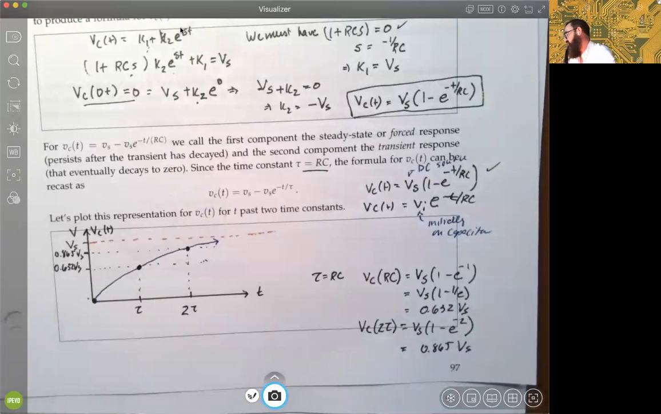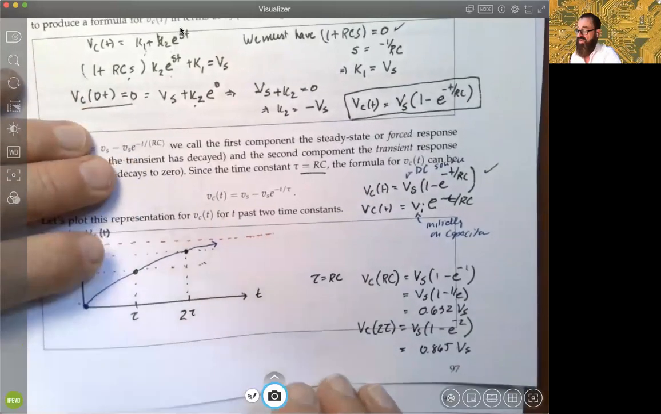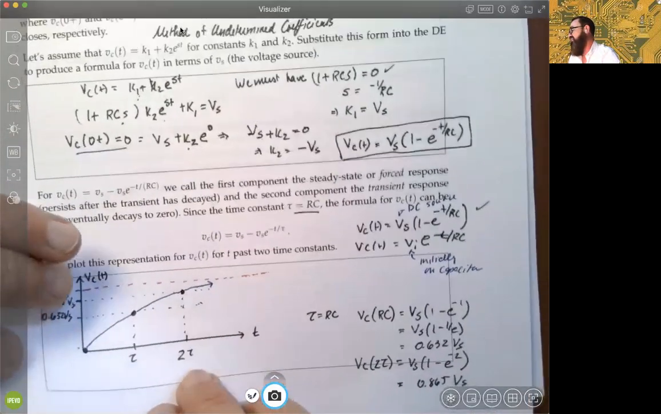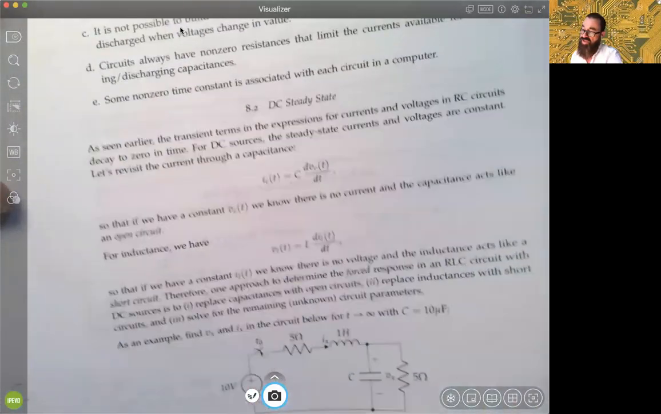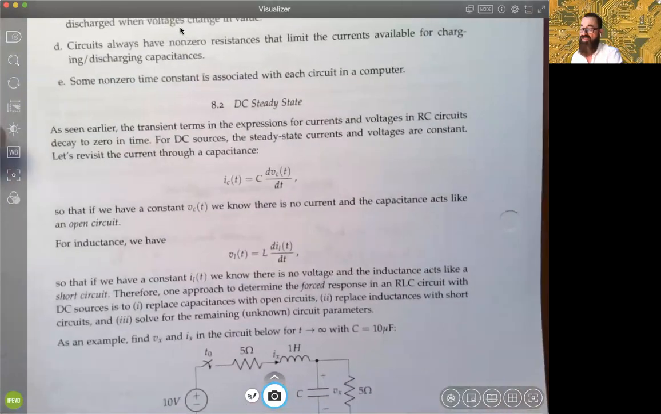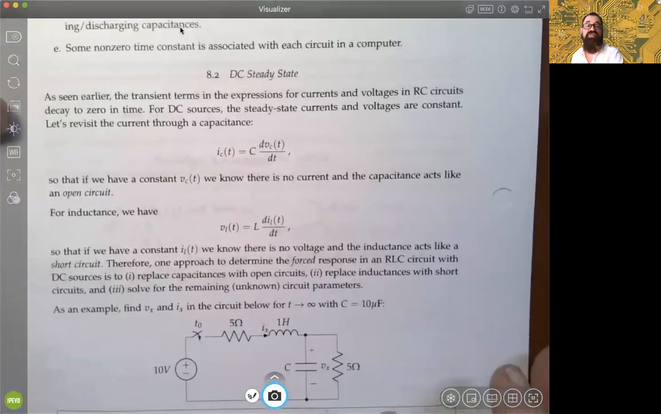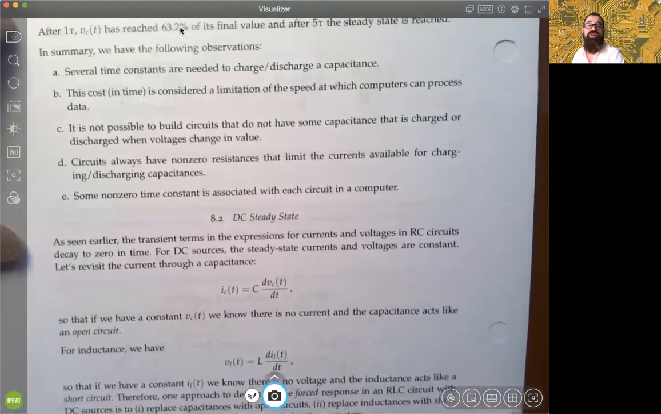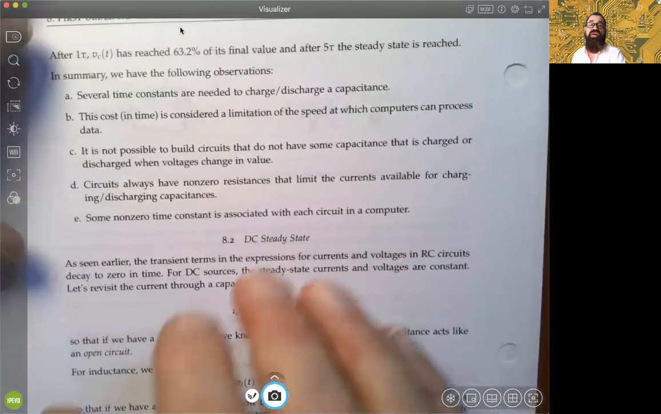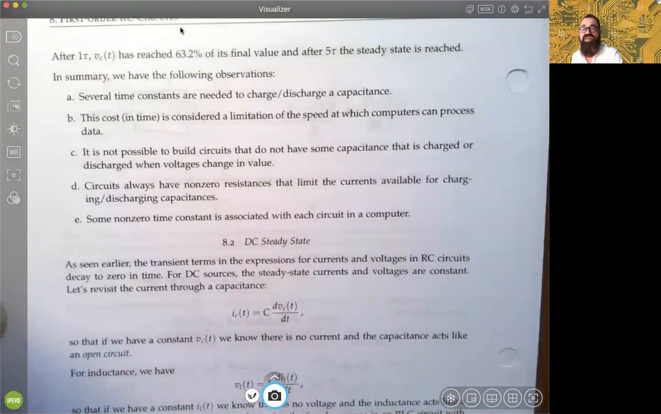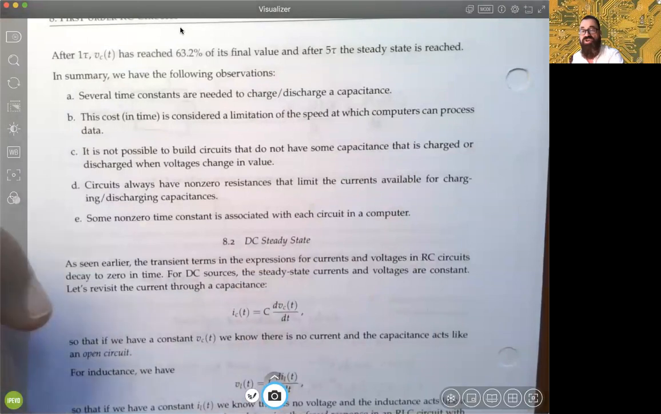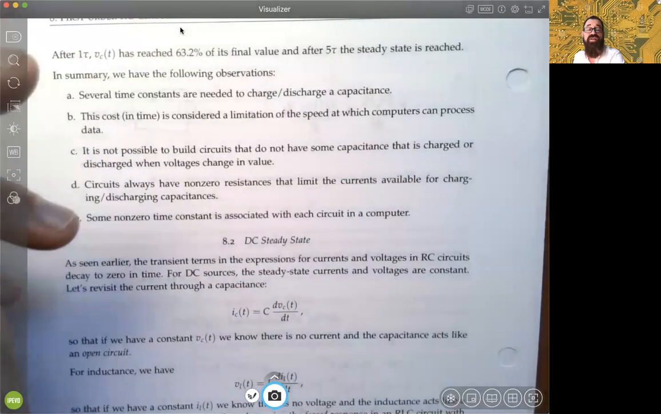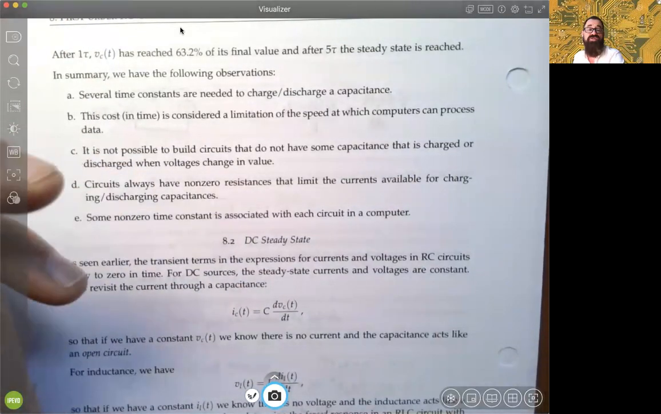Let's just turn over and finish this section to page 98, and then we'll end this particular lecture by realizing, of course, that after one time constant, the voltage has gotten to 63.2% of the final value. And again, you generally reach a steady state after about 5 time constants. So in summary, several time constants are generally needed to charge or discharge a capacitance. We've illustrated both. We just did the case of charging, we did discharge earlier.